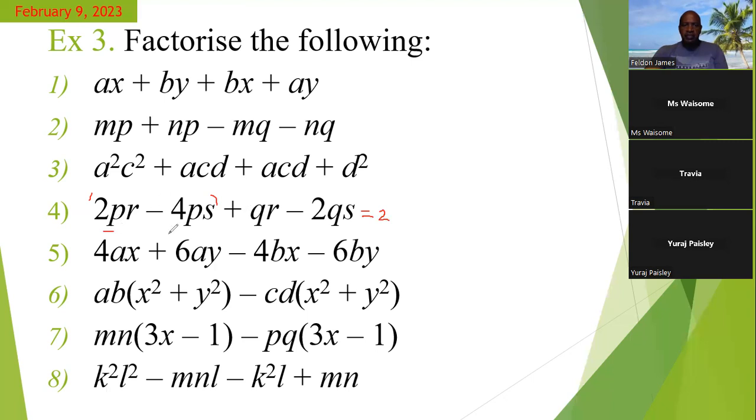For the letters, you just choose the common letters with the powers. If you have more than one or different powers of the same letter, you choose the one with the lowest power. So here, both P's have the same power, so you just choose a P. All right, so those are the two common factors for the first pair. So we factorize by the 2P. So divide each of these terms by 2P.